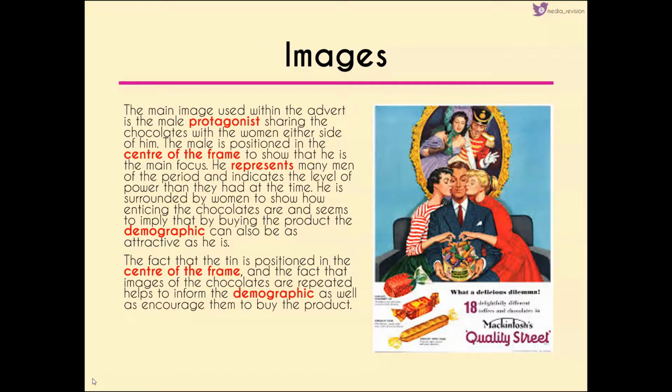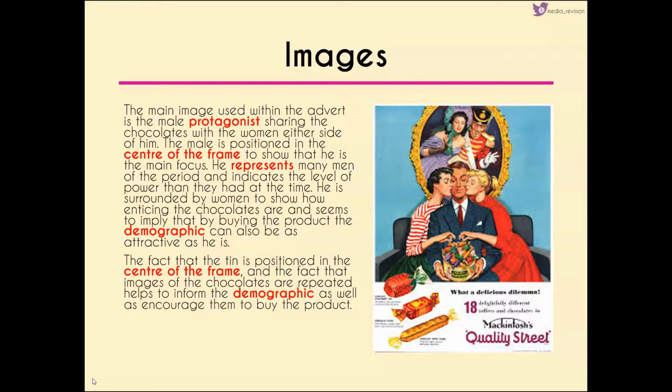This is my example. The main image used within the advert is the male protagonist, sharing the chocolates with the women either side of him. The male is positioned in the centre of the frame to show that he's the main focus. He represents many men of the period and indicates the level of power that they had at the time. He's surrounded by women to show how enticing the chocolates are, and seems to imply that by buying the product, the demographic can also be as attractive as he is.